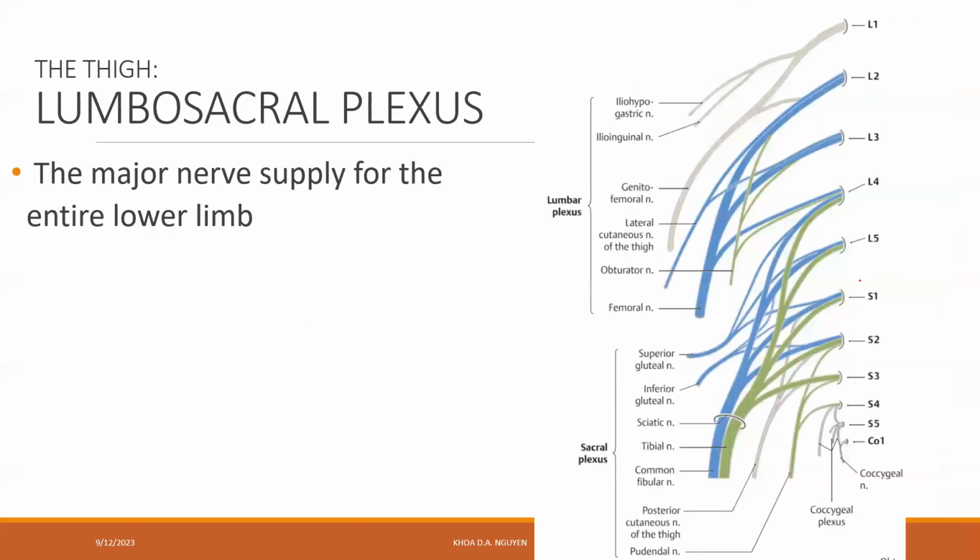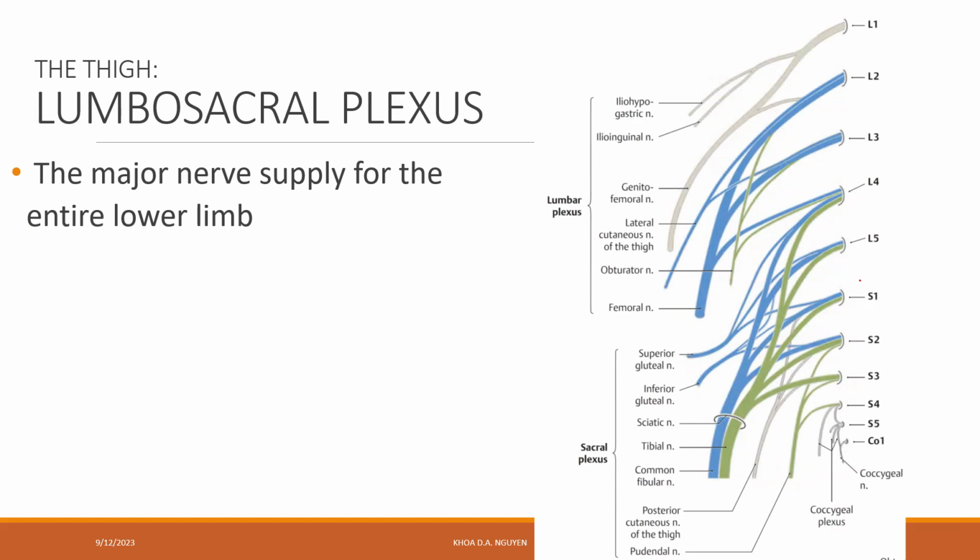That's more important. All right, so now, finally, let's go to the lumbosacral plexus. The lumbosacral plexus is the major nerve supply for the entire lower limb. Just like on the upper limb, we have the brachial plexus. Now, here we have the lumbosacral plexus, okay?